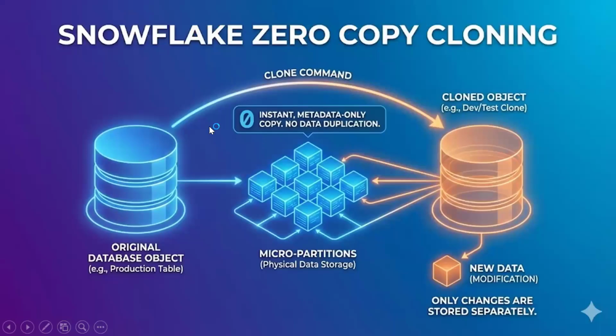So this is the original database object and version table, and we are cloning it. Instantly, only metadata will be copied. The actual data will not be copied as it is, because the actual data will be in the same micro partitions. Both will share the same. Everybody remember about micro partitions, right?